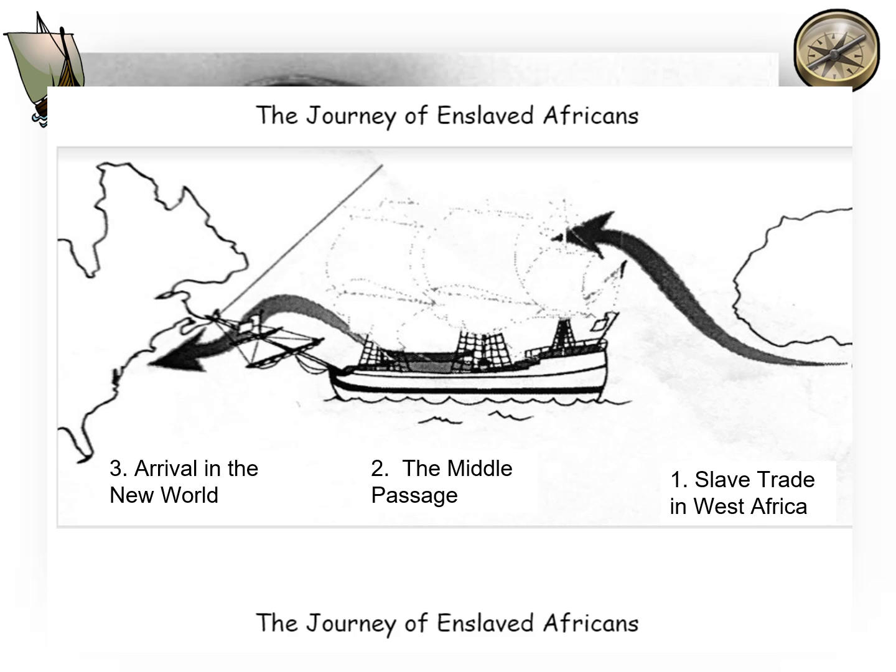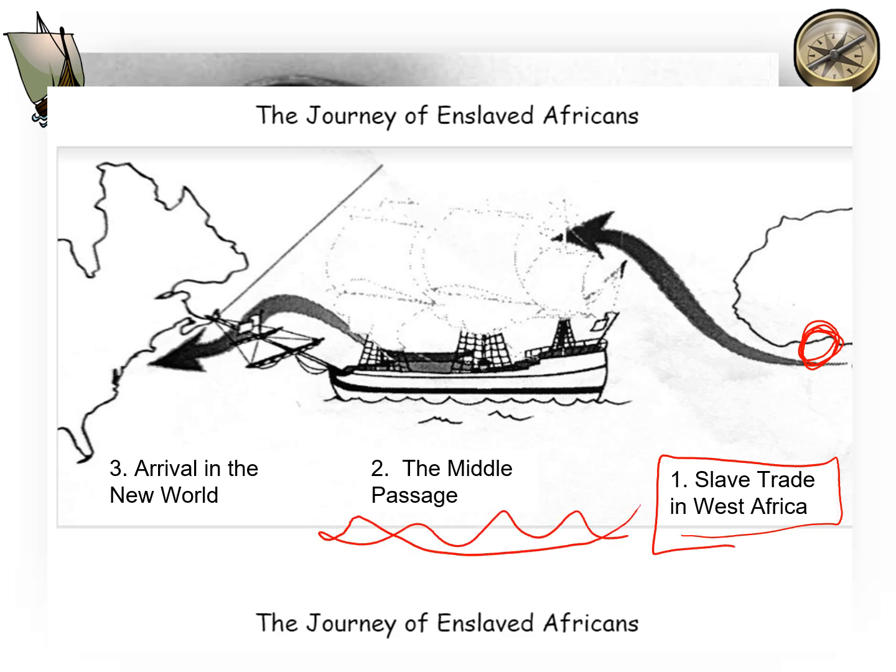Here in Ghana, West Africa, where most of the slaves were taken from, they were put on boats and they would go to the New World. So with the slave trade in West Africa, they'd cross the Atlantic Ocean and arrive in the New World. This Middle Passage was horrendous. It was awful. They were on a boat for months at a time.